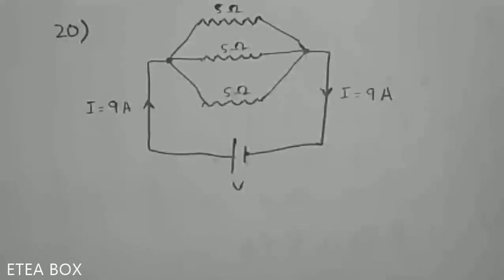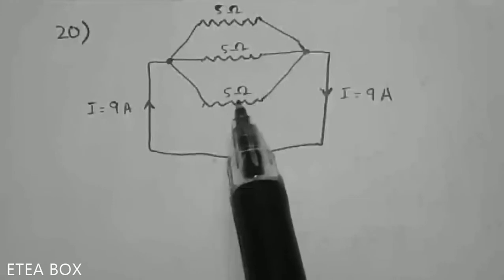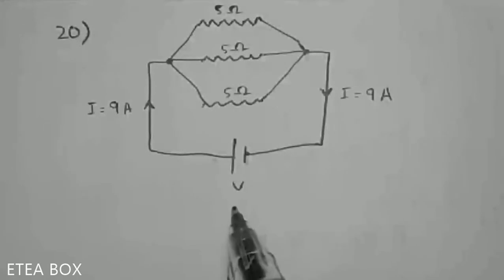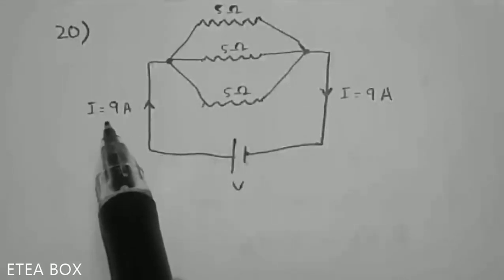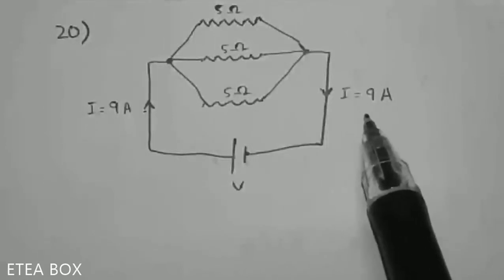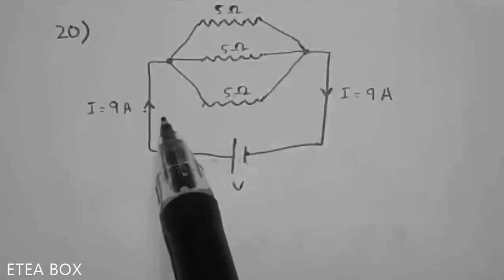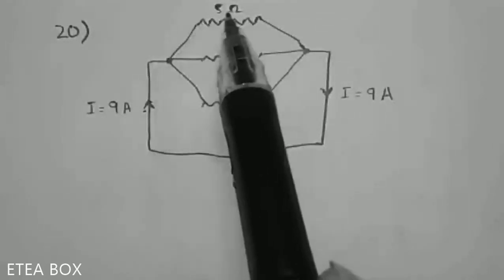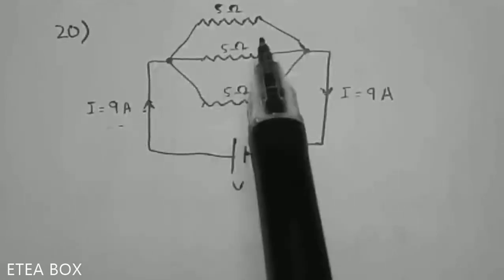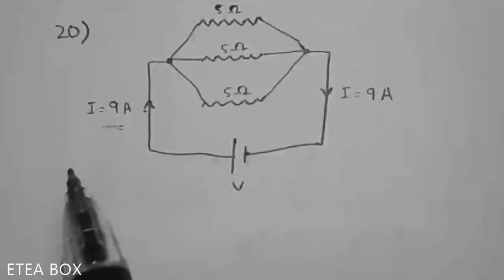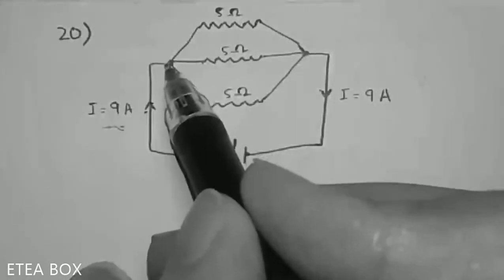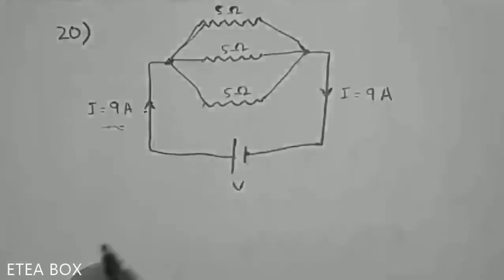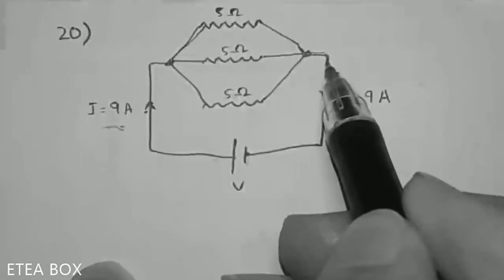Now look, here is the circuit. 3 resistors are connected in parallel, each of 5 ohm. Now there is a certain potential difference V, and the current is 9 ampere here, and here the current is also 9 ampere. But in parallel combination, we know that the current is different in the resistors. Look, when the current comes here, it will divide into these 3 arms. It will be divided among these 3 resistors, and from here again it will become 9 ampere current.